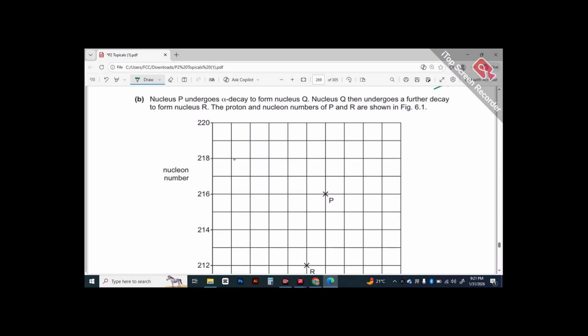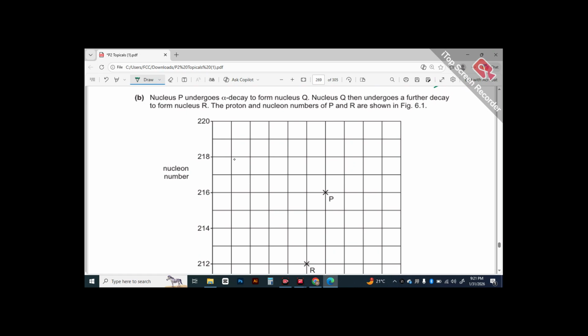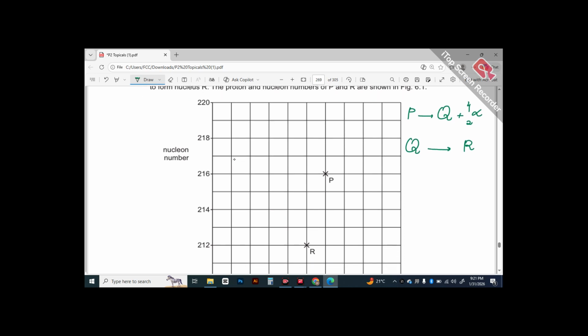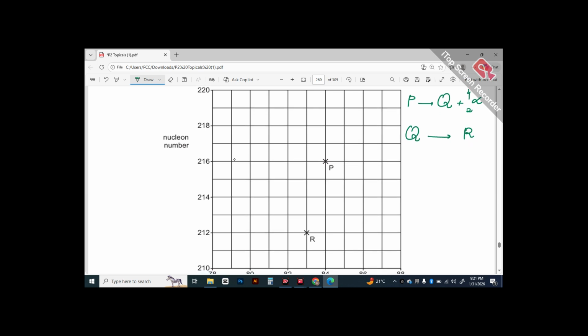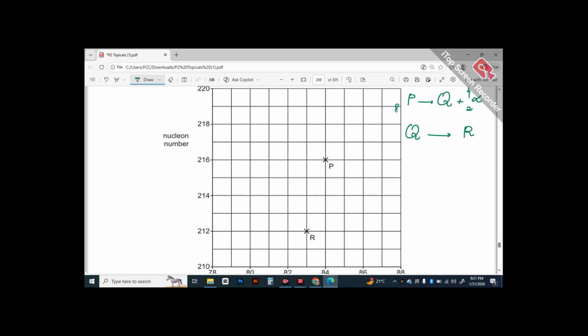The next we have is, this looks like an O level question. Nucleus P undergoes alpha decay to form nucleus Q. Like we had P, it decayed to form Q, and then we had an alpha particle. Nucleus Q then undergoes further decay to form nucleus R. The proton and nucleon number of P and R are shown. P has 84 protons and it has 216 nucleons.